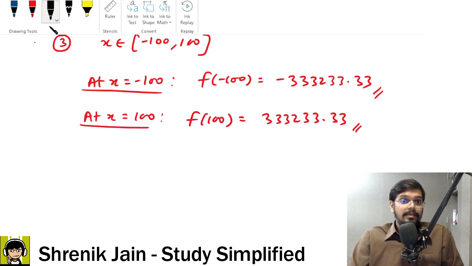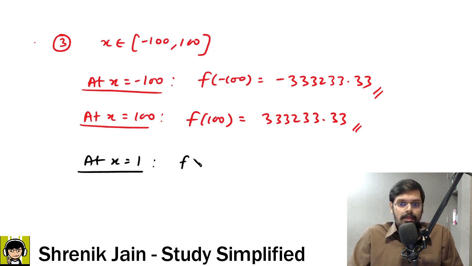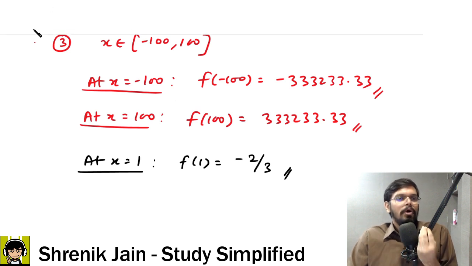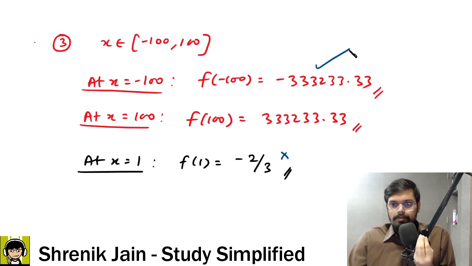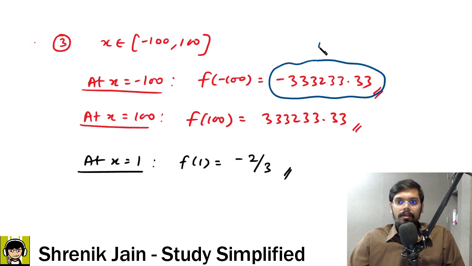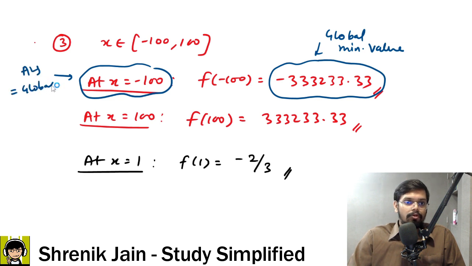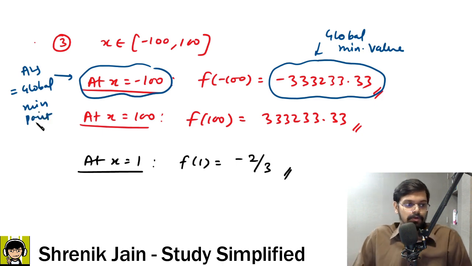Sir, what if I check at x equal to 1, because at x equal to 1 we had the minimum? If you substitute x equal to 1, you are getting minus 2/3. So ultimately you can see the absolute minimum. This one is not the weakest, this one is. Therefore, this is the local minimum, but this is the global minimum. So this is the global minimum value, but they needed the global minimum point. So this is the answer. The answer was the global minimum point. So the global minimum point is x equal to minus 100.